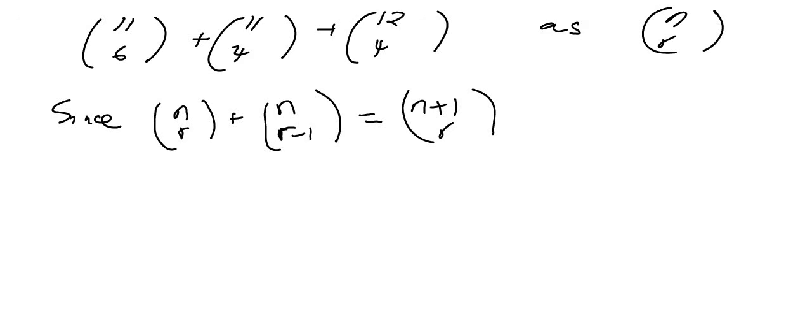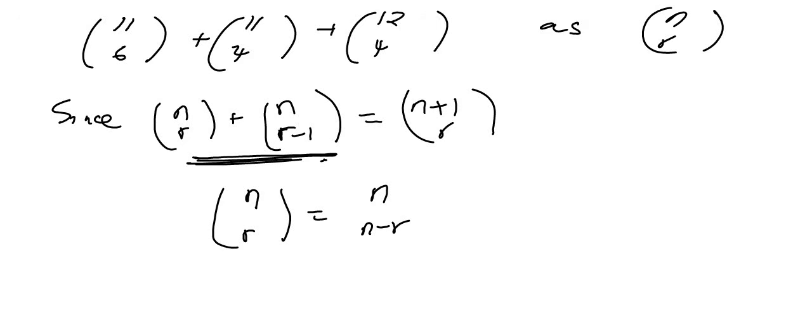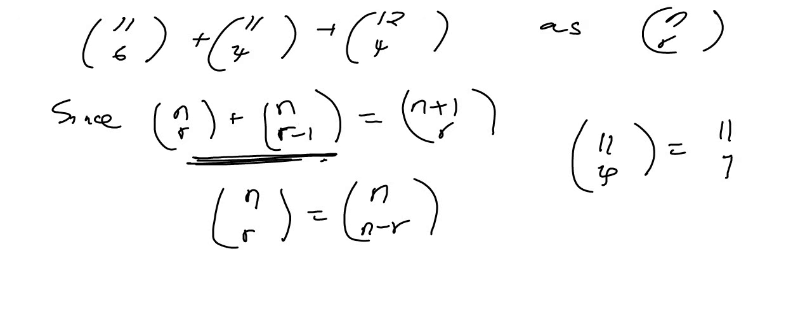Now you notice that 11, 6 and 4 do not qualify for this statement. So how can we make them qualify? There's another rule that says n choose r is the same as n choose n minus r. So we are able to change 11 choose 4 to be 11 choose 11 minus 4, which is 11 choose 7. So we've changed this middle part.